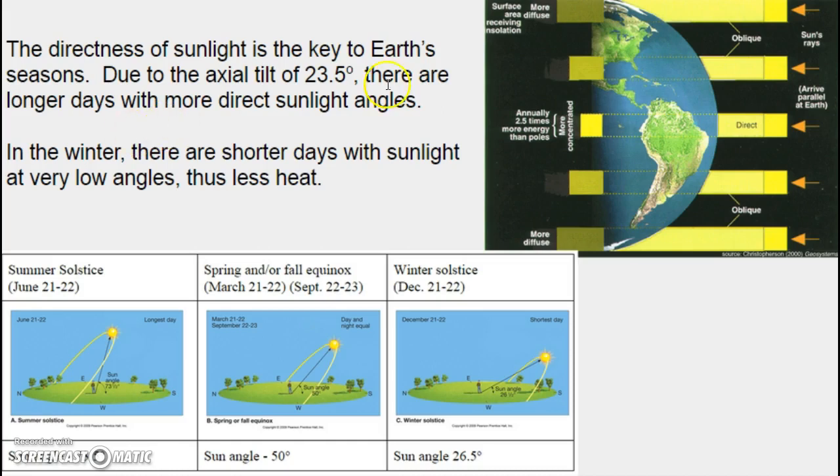So a lot of what we're looking at here when we talk climate involves the directness of sunlight. This is what's key to the Earth seasons. This is a result of the axial tilt, but really it comes down to the directness of sunlight, which is what's driving the heat energy. In the wintertime, we have shorter days with sunlight at very low angles, and we can see that in this picture here. Whereas in the summer, we have a greater sunlight angle and longer days. So we have more sunlight, more heat energy for a longer period of hours.